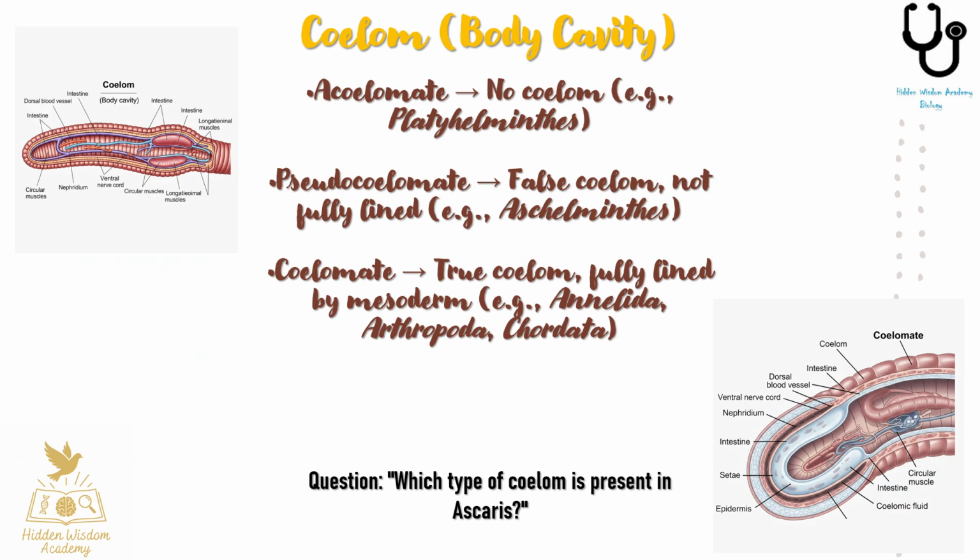Now let's talk about the presence of a body cavity, or coelom, another key criterion for animal classification. Acoelomates, like flatworms, have no coelom. Pseudocoelomates, like roundworms, have a cavity partly lined by mesoderm. Coelomates have a true coelom fully lined by mesoderm, which allows better organ development. This is an important step in evolution.